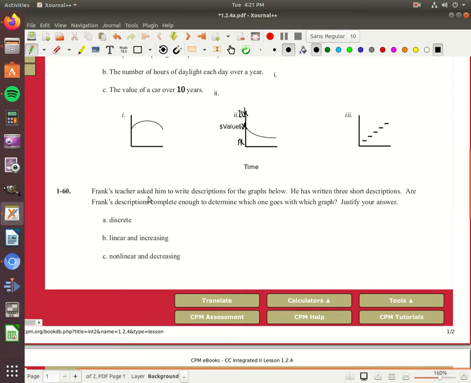160, it says Frank's teacher asked him to write descriptions for the graphs below. He has written 3 short descriptions. Are Frank's descriptions complete enough to determine which one goes with which graph? So we got another matching here. Let me go ahead and set this up.